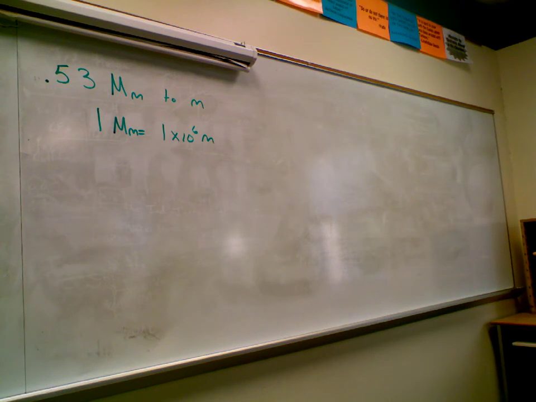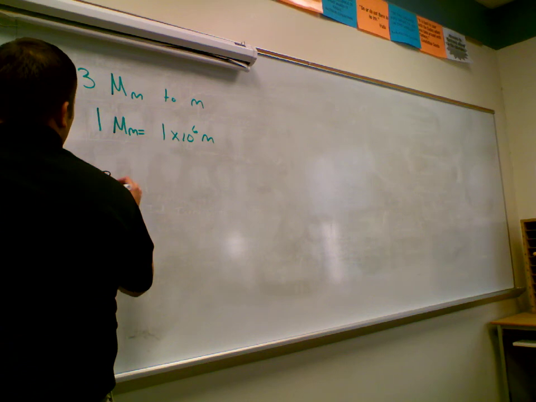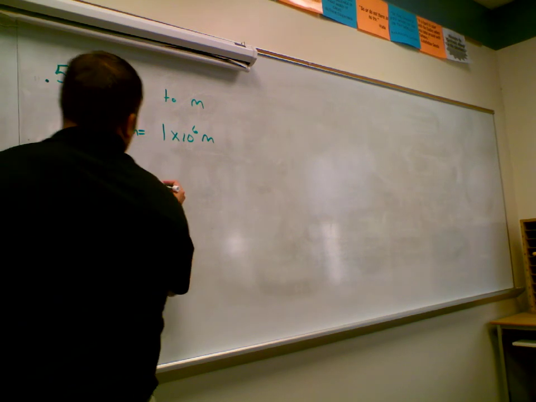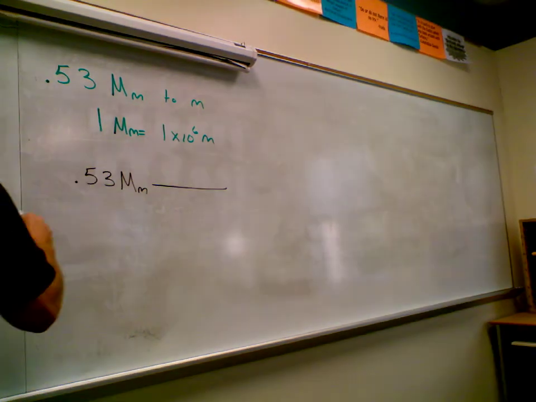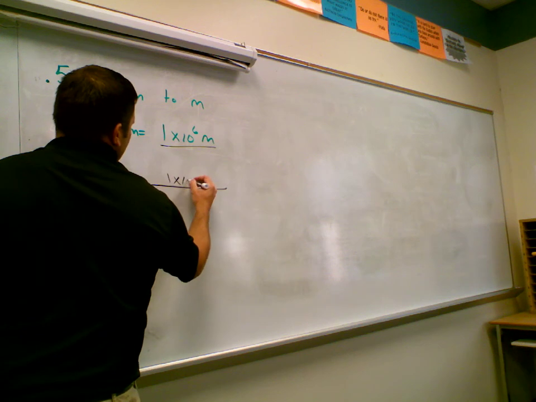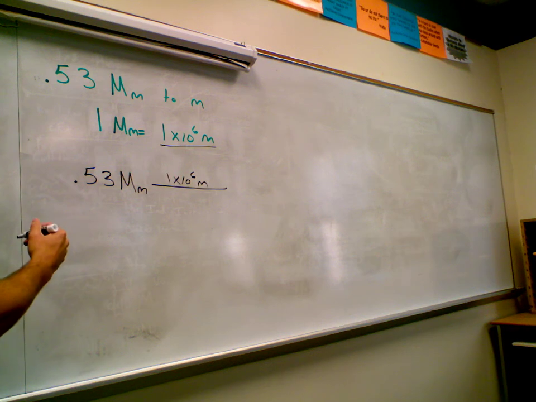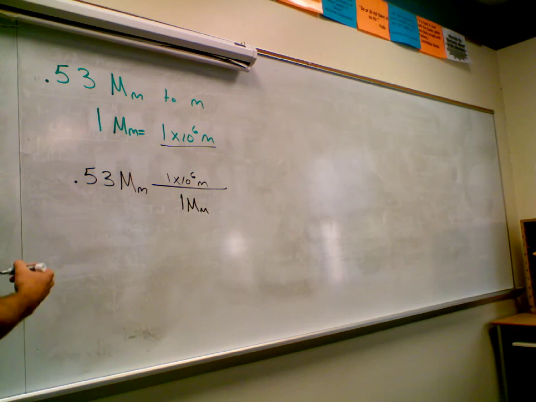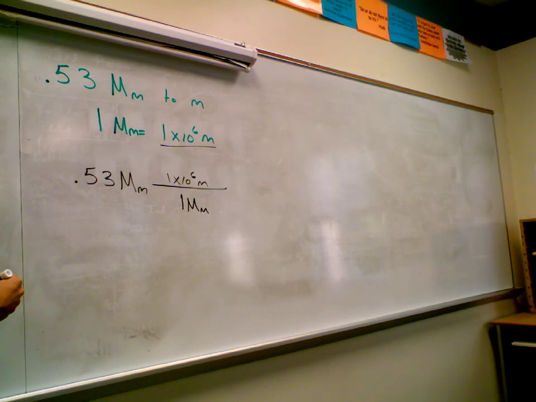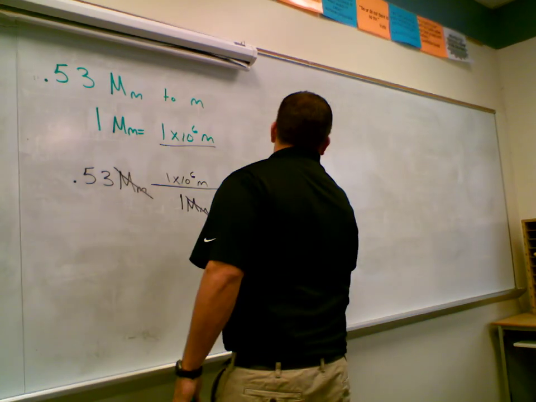Every single time. Okay. So now I can set this up as 0.53 megameters, fraction bar. Which one goes on top? What I want, right? So this whole thing, 1 times 10 to the 6 meters goes on top. And what goes on bottom? What I don't want. What part don't I want? The megameter. So the 1 megameter goes on bottom. So now my megameters cancel, and I'm left with meters, right?